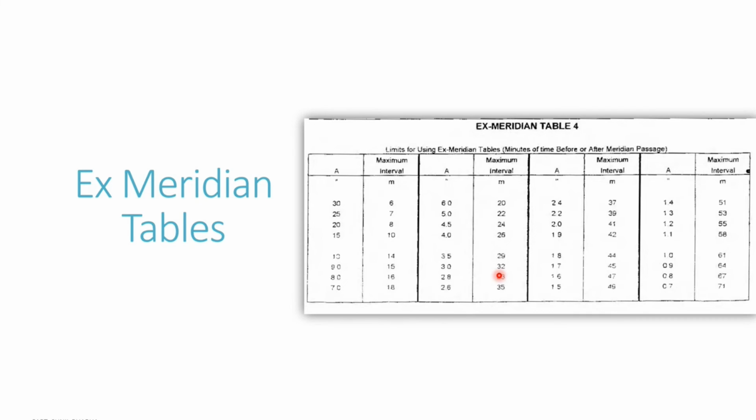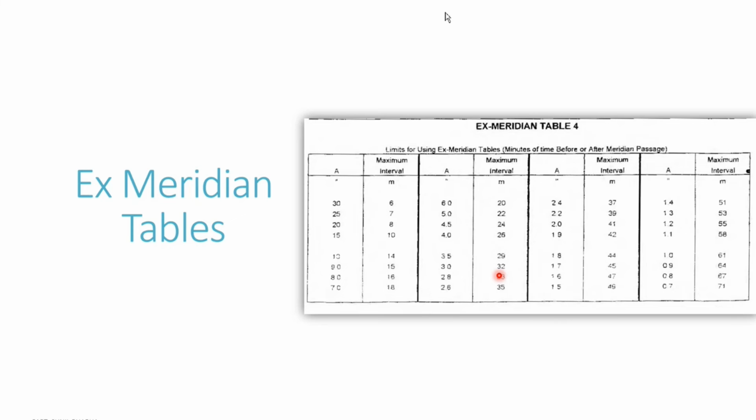So if our MerPass was at 1200 hours, 32 minutes before, that's 11:28 and up to 12:32. From 11:28 to 12:32, the meridian passage, the Ex-meridian method can be used for obtaining a position line. If the time has gone outside this window, let us see, it is 12:33 now. So it has gone outside the Ex-meridian limit. This is known as Ex-meridian limit, in short also known as EML.